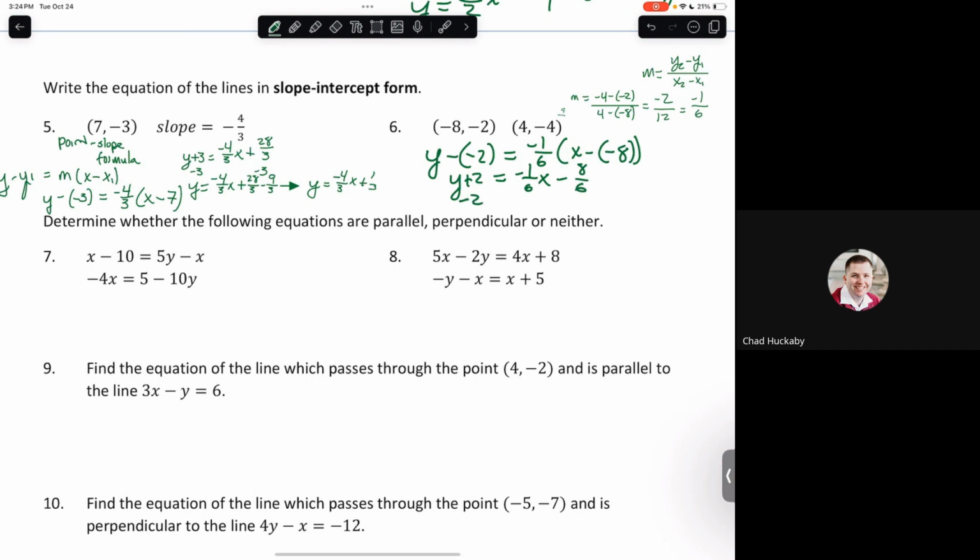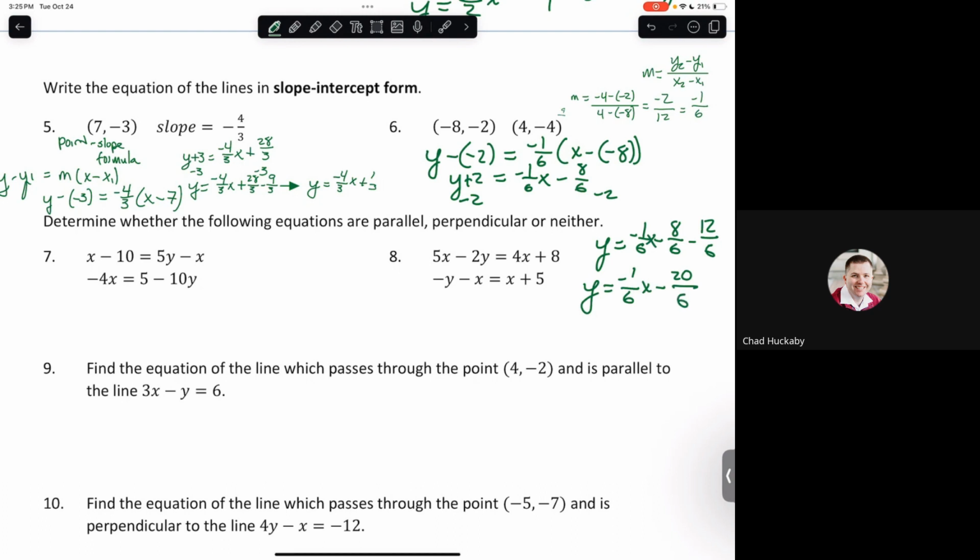So we subtract 2 from both sides and we get y is equal to -1/6 x minus 8/6, minus 2, which is 12/6. So that's y equals -1/6 x minus 8 minus 12. -8 minus 12 is -20/6.